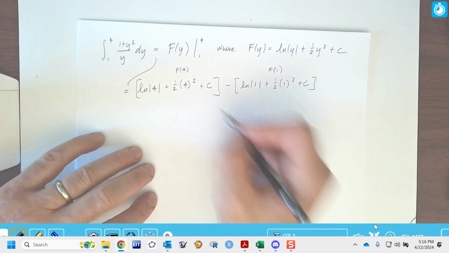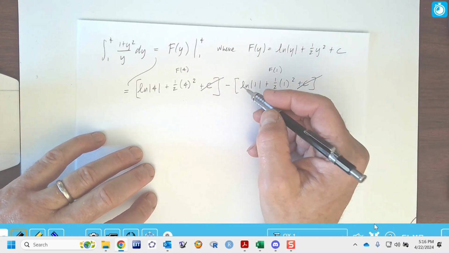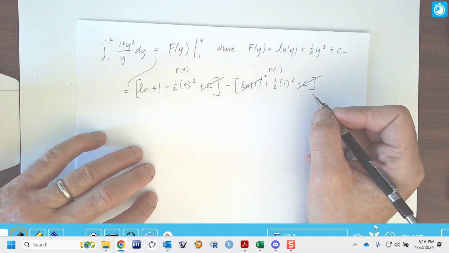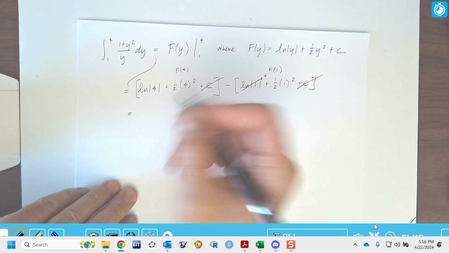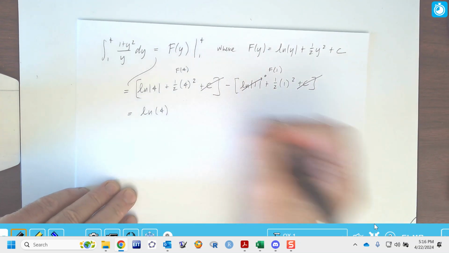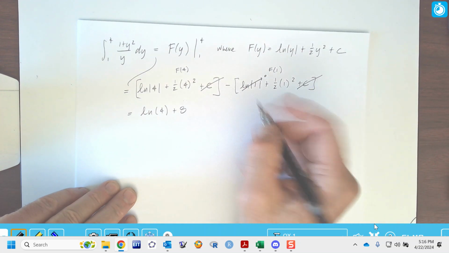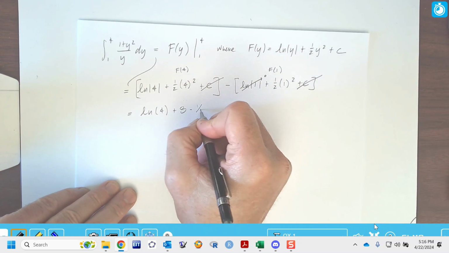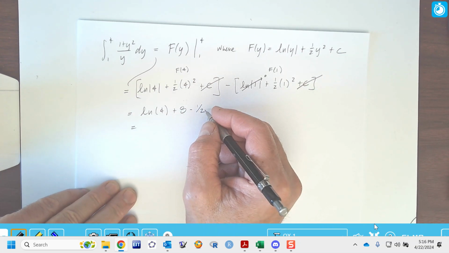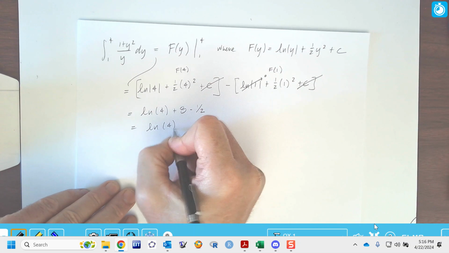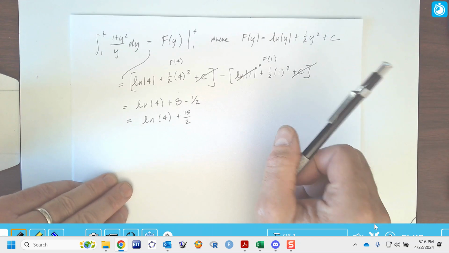A few things come to mind here. The constants are going to cancel because one's positive, one's negative. If I take the natural log of 1, that's going to be a 0. And I think everything else can go ahead and simplify. The absolute value of 4 is just 4, so I can write this as the natural log of 4. 1/2 of 16 is going to be 8, minus 1/2 of 1, which is 1/2. So what do we get? If I put this over 2, it'd be 16 halves minus 1/2 would be 15 halves. So the natural log of 4 plus 15 halves, if you like, as is our answer.